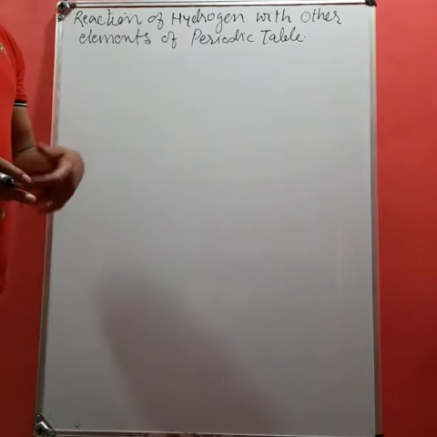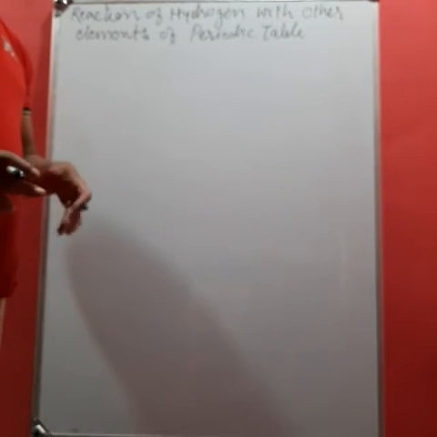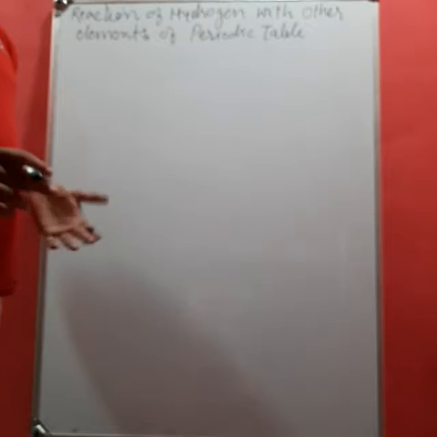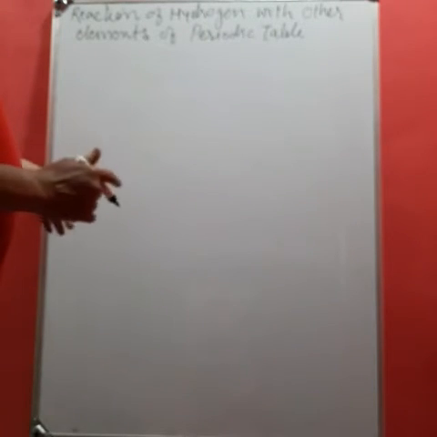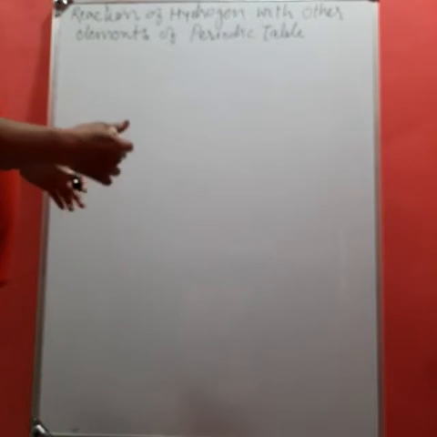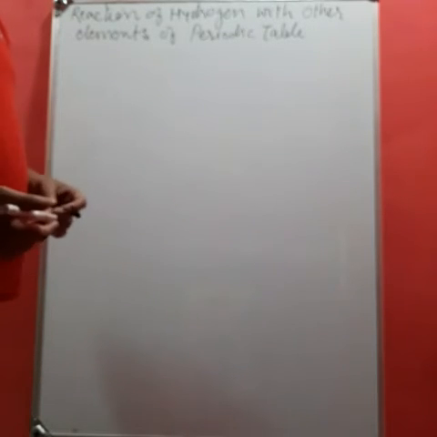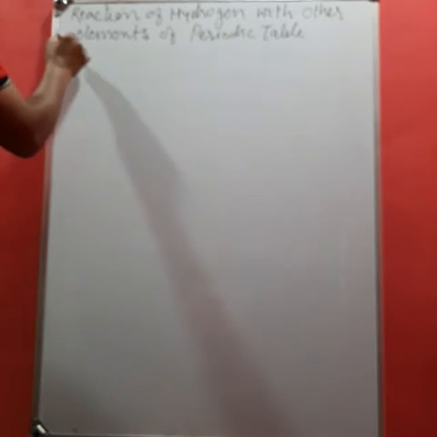So, sometimes it can gain an electron to be stable and sometimes it can lose an electron. So, in both cases, it can react. Therefore, what? It forms a large number of compounds with almost all elements of the periodic table. That means what? It shows high reactivity.